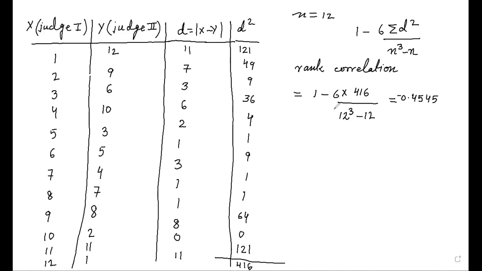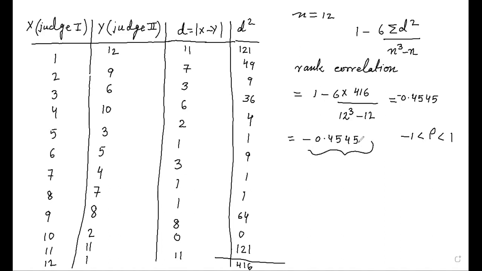So we can see that the rank correlation between the two judges is negative. We know from the knowledge of correlation that the measure of correlation will always lie between -1 and 1. Now, for this case, the correlation is minus 0.4545, a negative correlation between the judgments of the two judges.